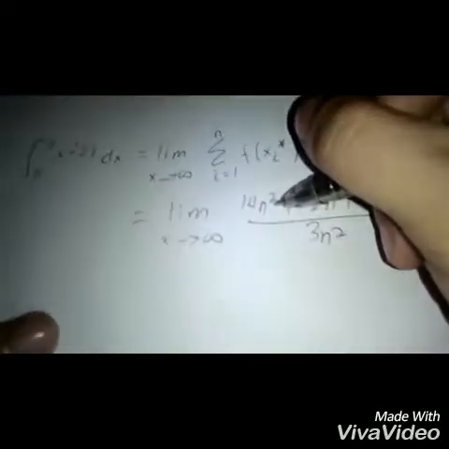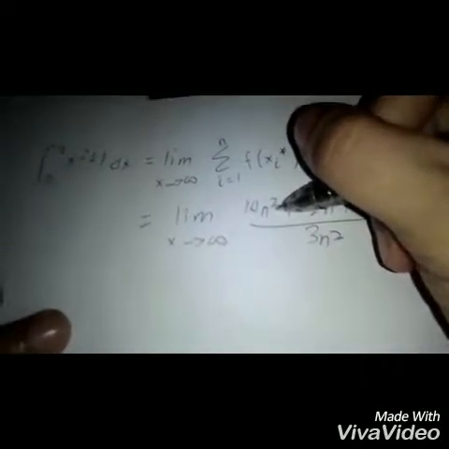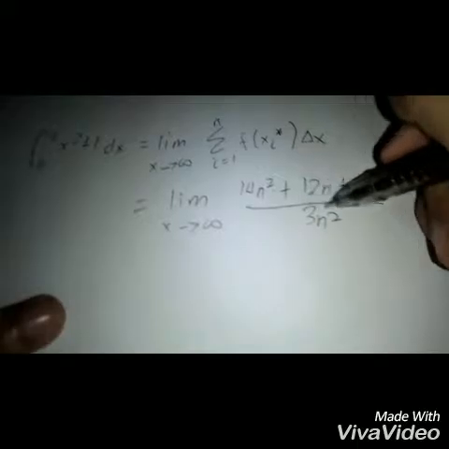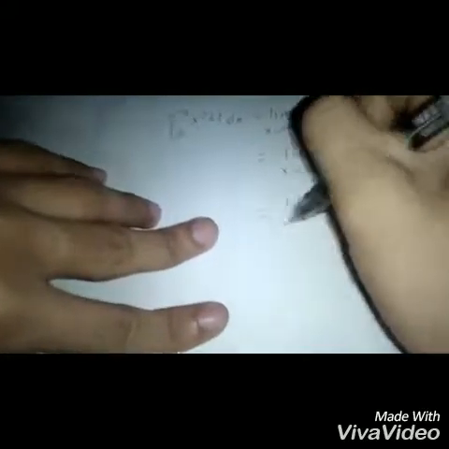As we can see, the numerator and denominator have the same highest exponent, so all we have to do is get the horizontal asymptote. The horizontal asymptote here is 14 over 3, and this will be our final answer.